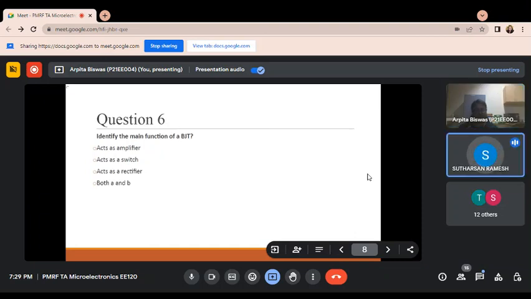Ma'am, in the saturation and cutoff region, the BJT acts as a switch, and in the active region and reverse active region it acts as an amplifier. Okay. Anyone else?